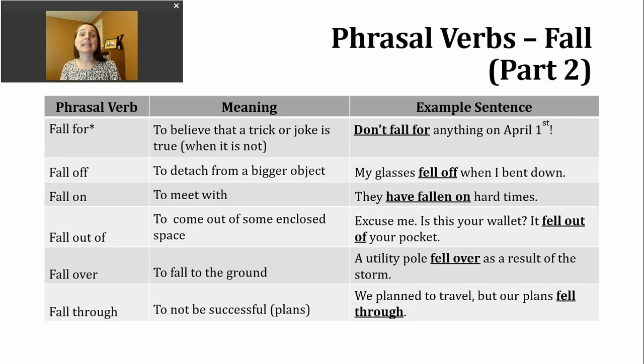Let's continue to look at a second meaning for fall for, and that is to believe that a trick or a joke is true when it definitely is not true. So here's an example sentence. Don't fall for anything on April 1st.